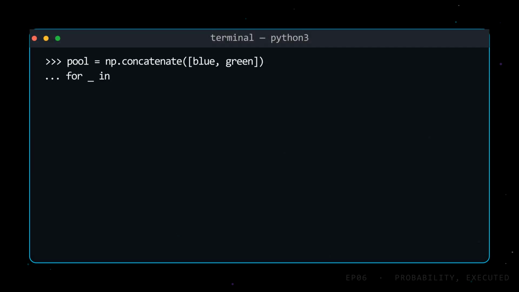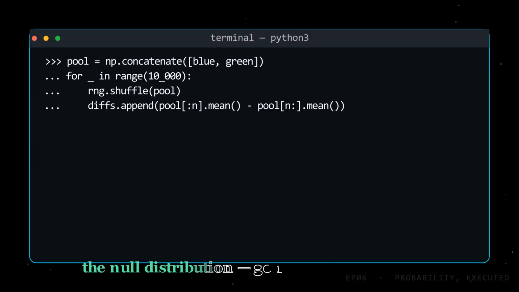Here's the whole test. We pull every visitor's outcome, ignoring which group they were in. Then 10,000 times, we shuffle that pool, split it back into two groups of the original sizes, and record the difference between their means. Those 10,000 differences are the null distribution. Not assumed, not looked up, generated from our own data.